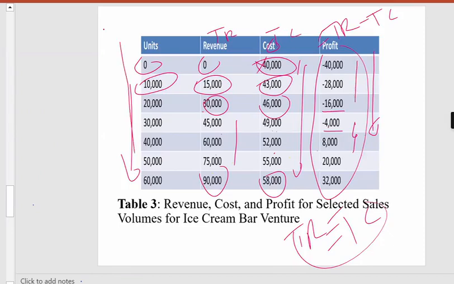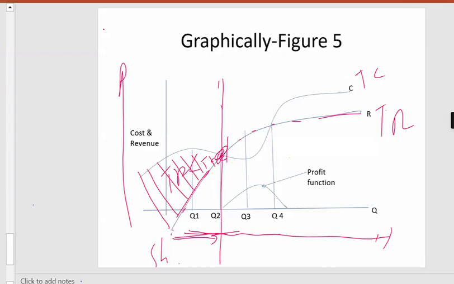Sawa? Loss inafanyaje? Inapungua. Hapa ilikuwa 40,000, 28,000, 16,000. The more you produce, the less the gap between total revenue and the total cost decline. Or the more you produce, the more profit. The more profit, the gap between the total cost and the total revenue declines.